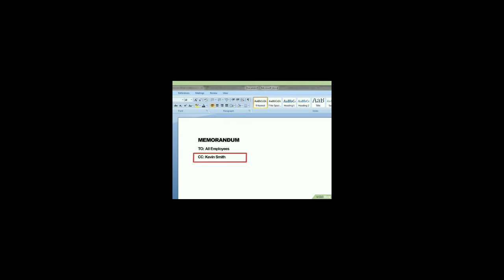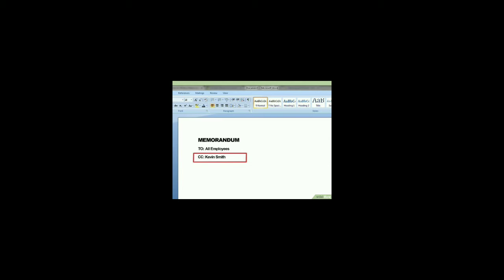Third, also write other recipients in the CC line. The line CC, which stands for courtesy copy, is used to write the name of a person or persons who will receive a copy of the memo, not the one to be sent the memo. The name entered in the CC line is the party that needs to be notified of the policy or issue described in the memo.